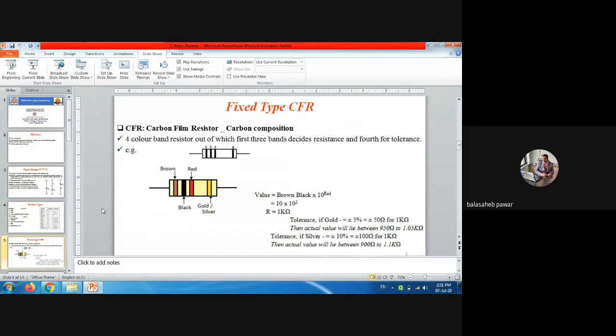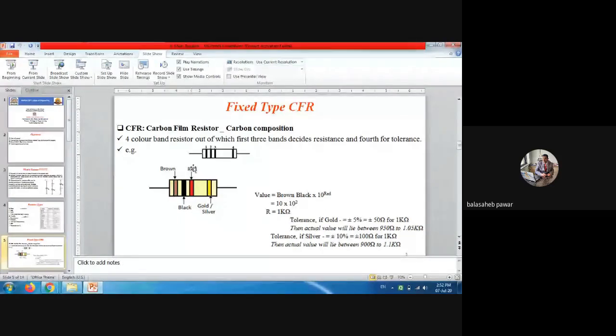We'll just wind up this color coding, and then in the next lecture we will start the applications. You are already familiar with CFR. There are only 4 color bands. Out of those, 3 are for resistance, and the 4th one, towards one of the terminals, is the tolerance band. So if, as shown here, the bands are brown, black, and red, its value is brown, black: directly note down that value, that is 10, into 10 raised to the power of the third band's number. So you can simply calculate it as 1K.